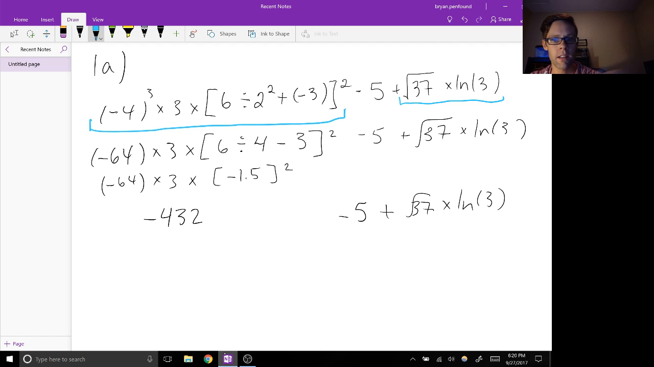Okay, so I think next up we have some multiplication over here that we should deal with. So let's bust out the calculator again. So root 37 times ln of 3. So I get a pretty awful decimal number. Just going to go 2 decimal places here, 6.68.